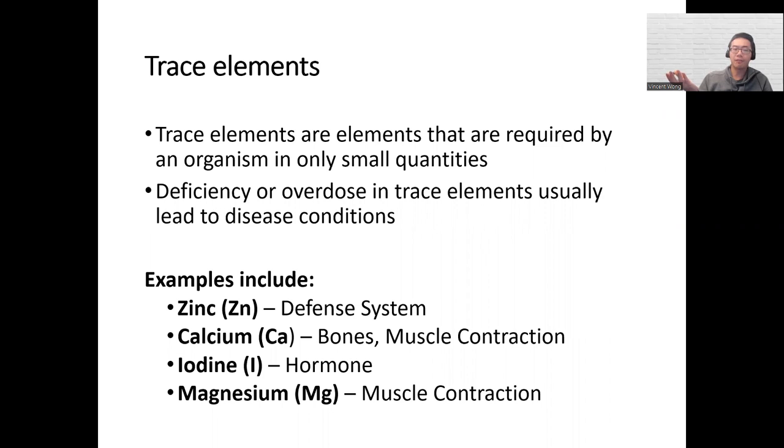We need iron, right, for our blood cells, so that we can transport oxygen. People who don't have enough iron have anemia, right? Iron deficiency anemia. They cannot distribute oxygen efficiently. Okay, so there are many, many trace elements, right? Potassium, chloride, all those things.